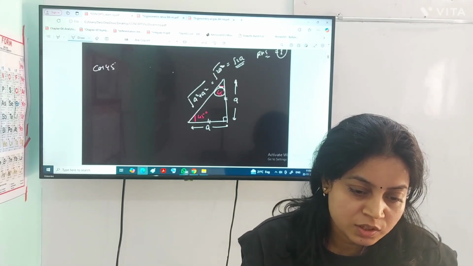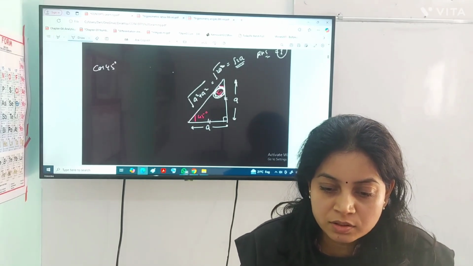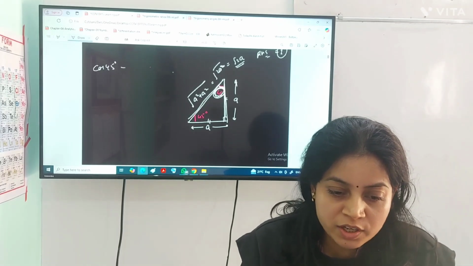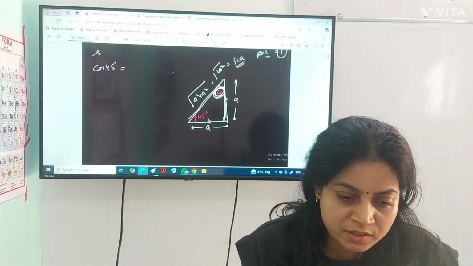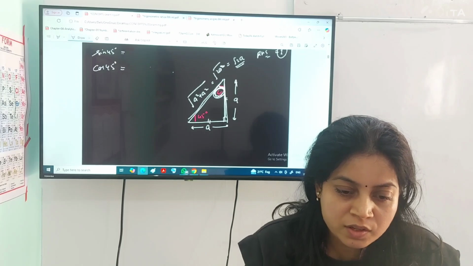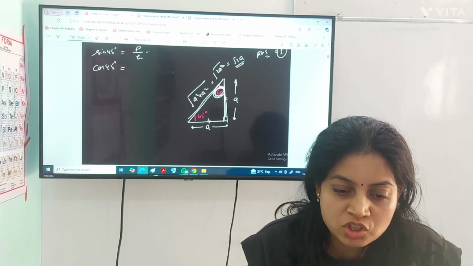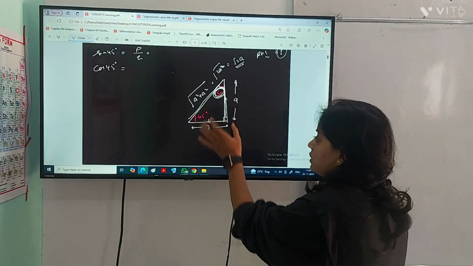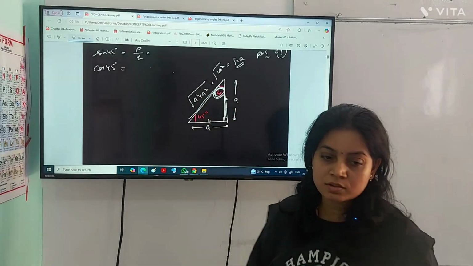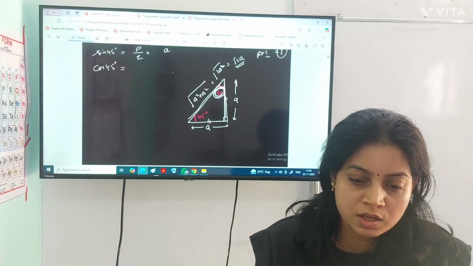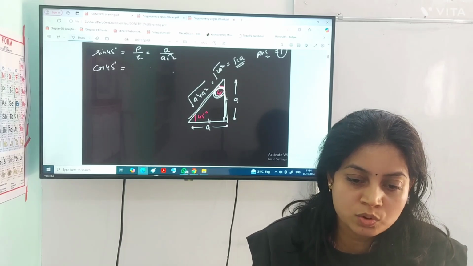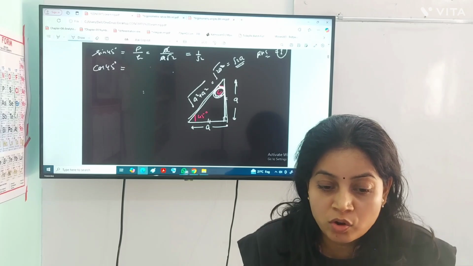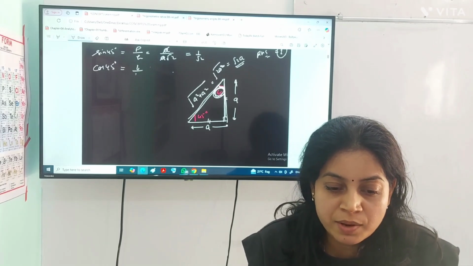So if I want to calculate the cos 45, so if I am taking this as the angle, then this will be the base and this will be the hypotenuse. Then cos 45, and first I will find the sin 45. What is sin 45? Sin is P by H, that is, perpendicular upon hypotenuse. If you are taking this as the base angle, this is your perpendicular and hypotenuse. The perpendicular is A and the hypotenuse is A root 2. You can just divide it and you will get 1 by root 2.